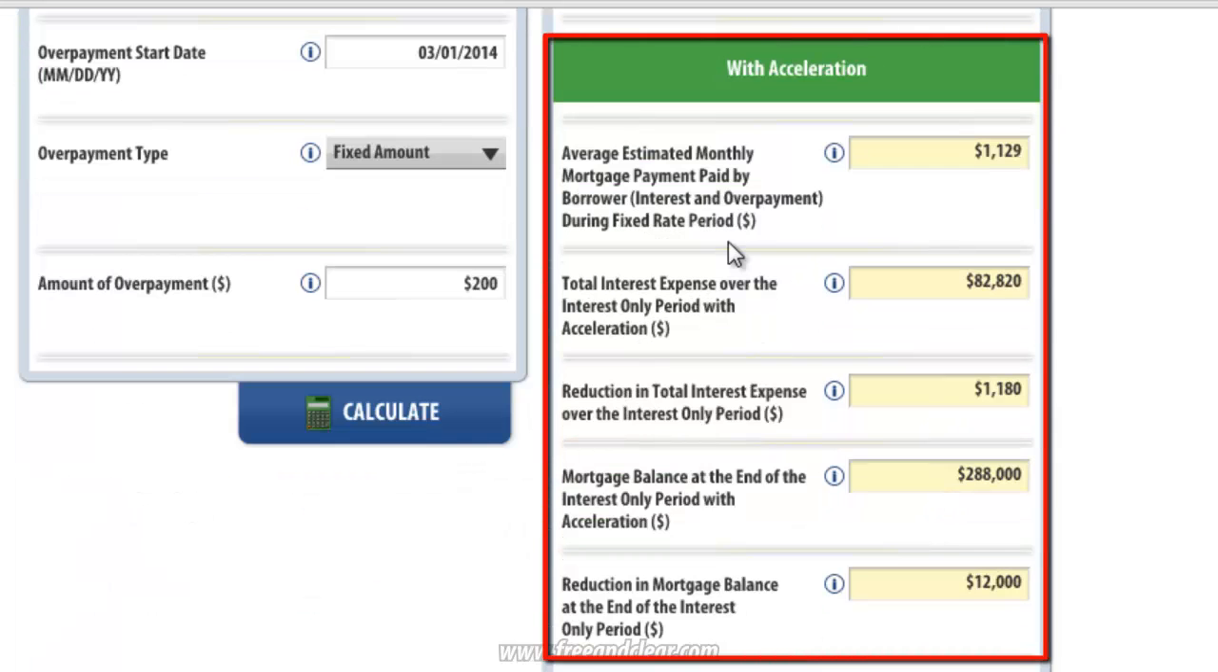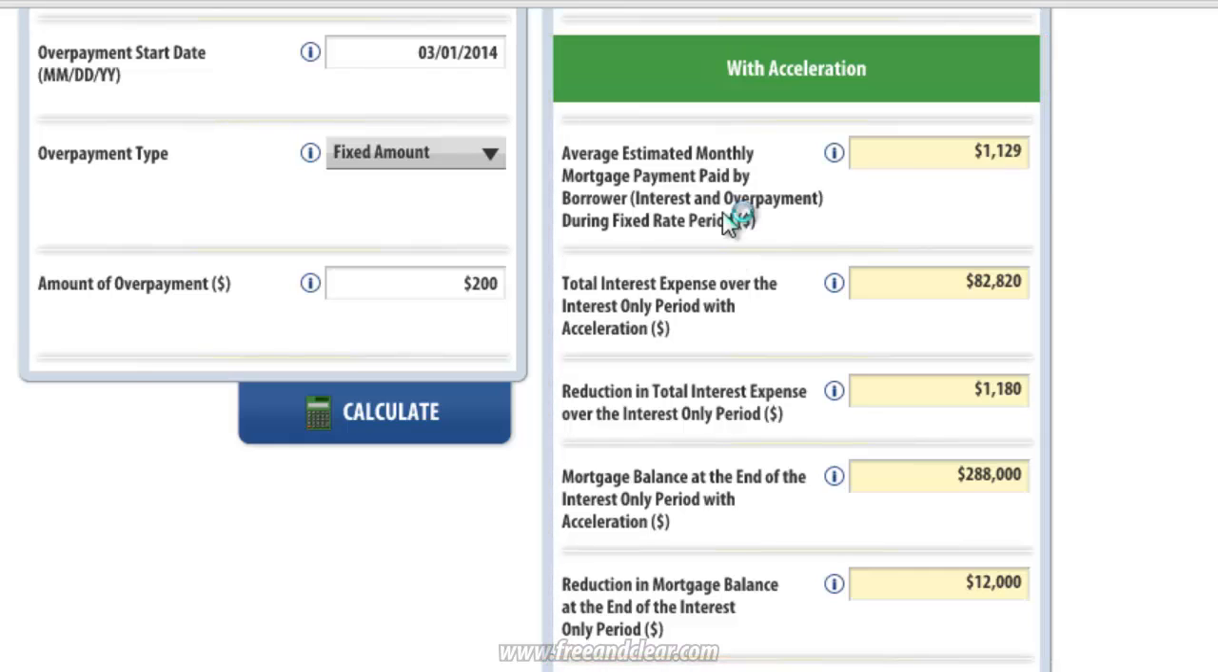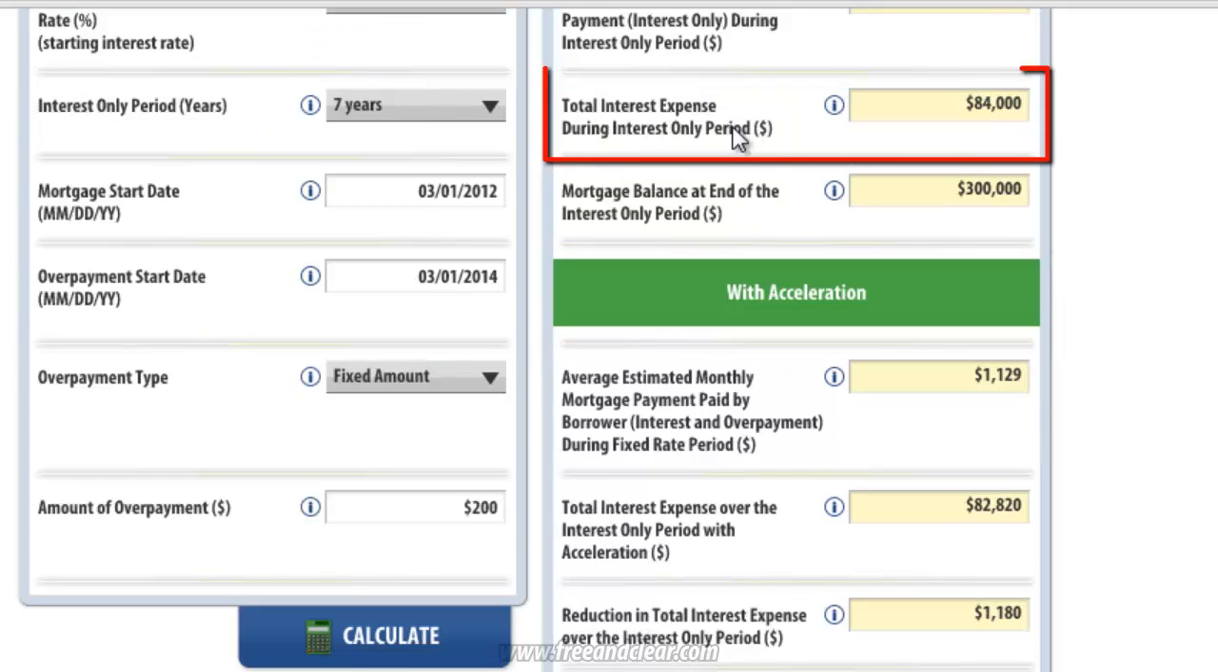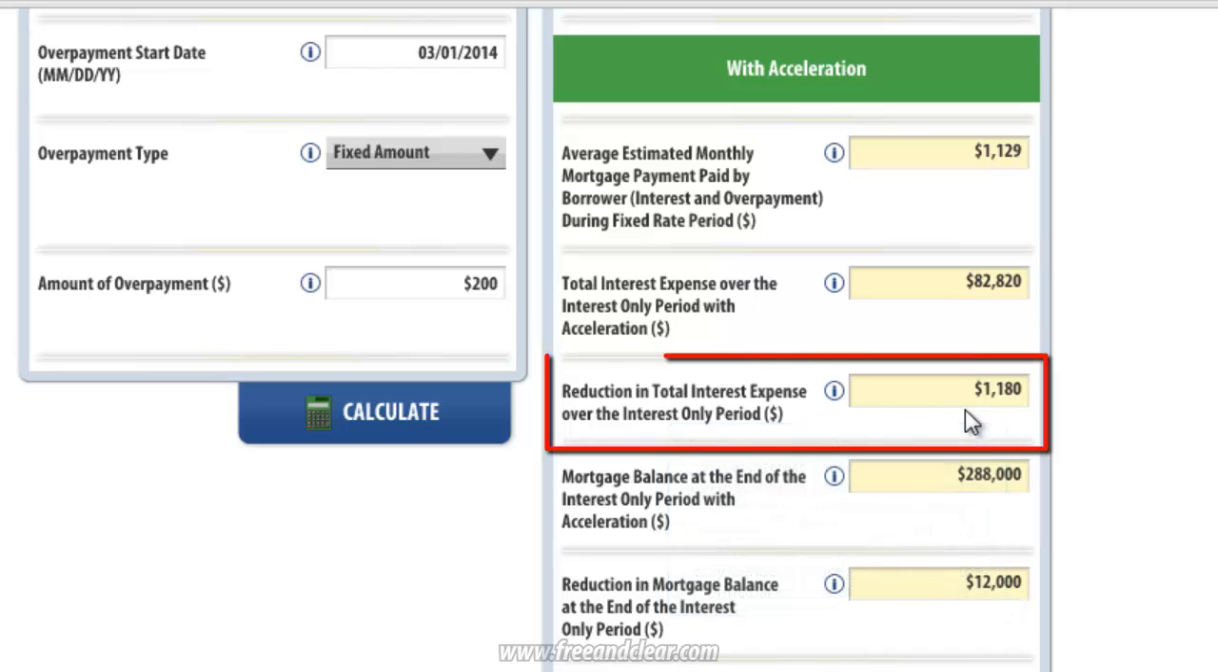The next set of outputs show the mortgage with acceleration. First, we show the average estimated monthly mortgage payment, including the amount of overpayment, during the interest-only period. So this is the average actual mortgage payment you make using mortgage acceleration during the initial period of the loan. The next output is total interest expense over the initial interest-only period with acceleration. So if you compare this figure with total interest expense during the initial interest-only period without acceleration, you can see that we save over $1,000 in total interest expense.